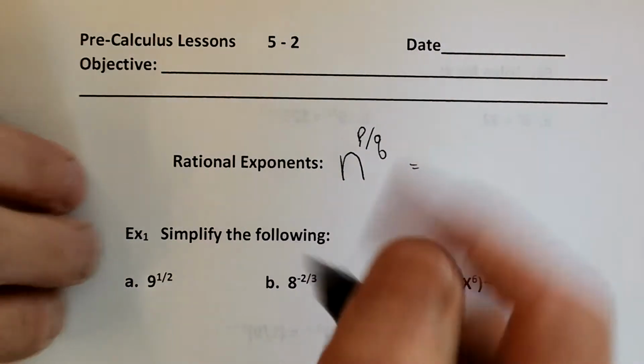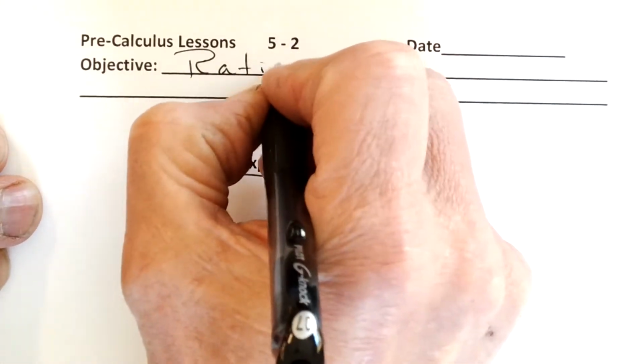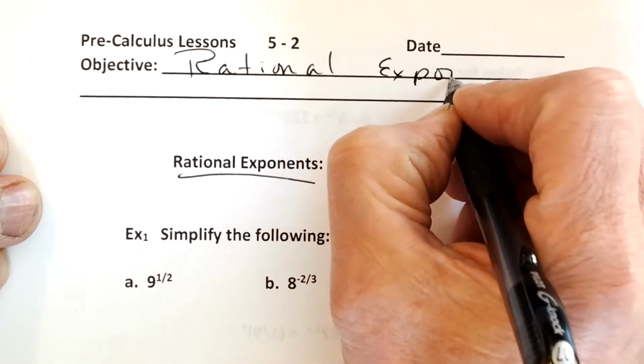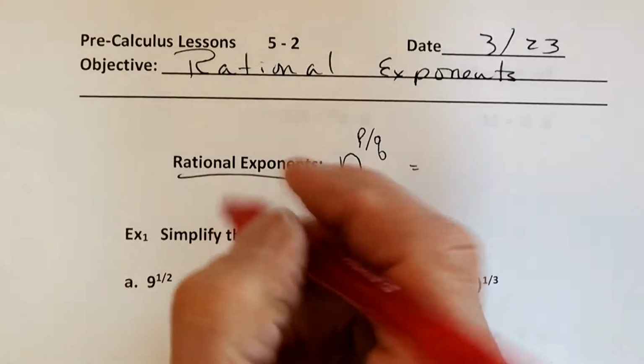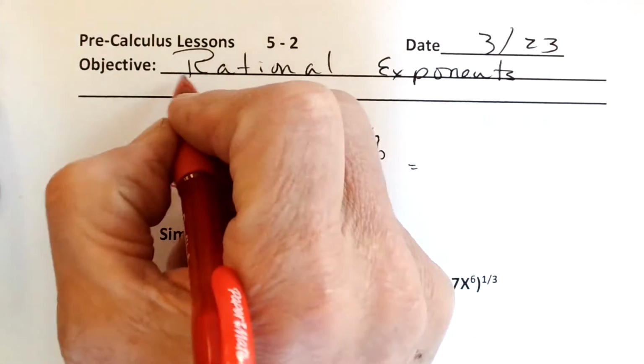We've talked about this before. We're talking about rational exponents. And the word rational, if you ever see this on the SAT, rational just means fraction.